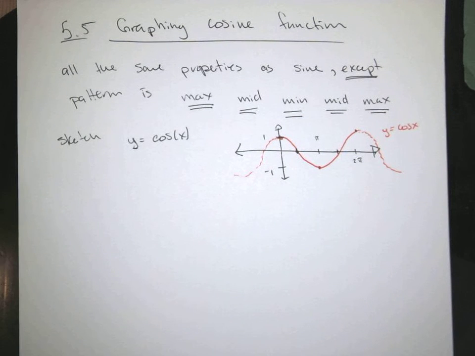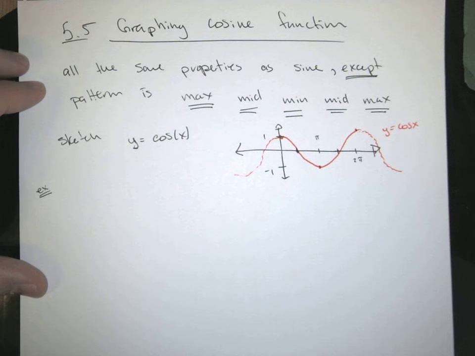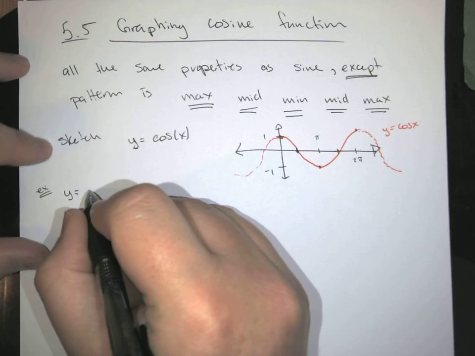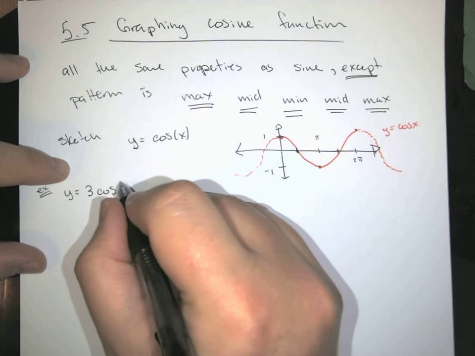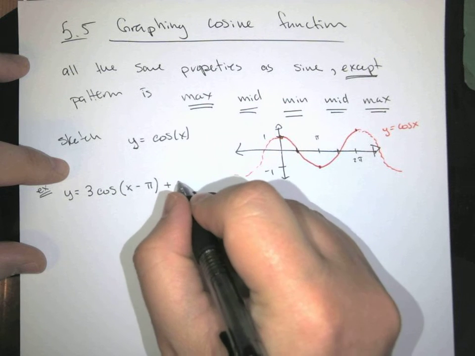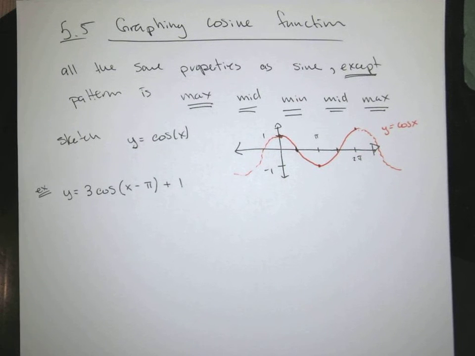So if we know that that's the starting point, we know that's the pattern, let's just try to run through 2 kind of medium length examples. And we'll just do the exact same properties that we've been doing for the sine function, right? And we'll go from there. Let's do y equals 3 times the cosine of x minus pi, plus 1. This is a little bit kind of off the dome. Let's see what we've got.